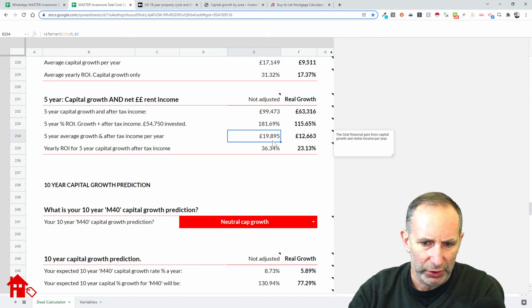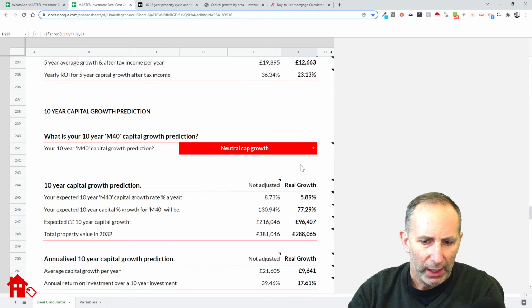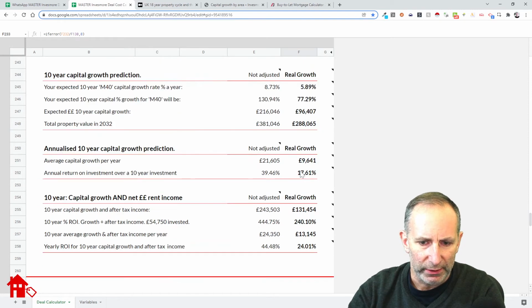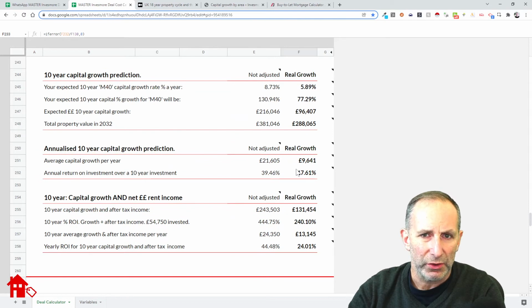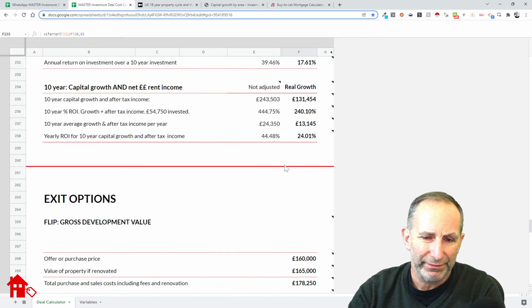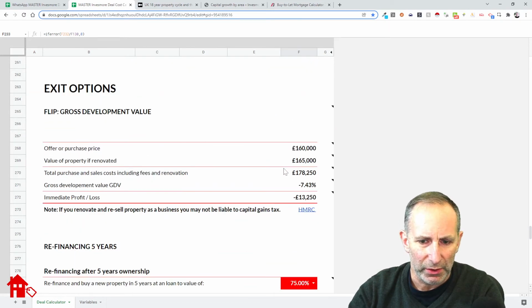And that's your average return if you combine capital growth. And here's the inflation adjusted. So inflation adjusted, you're up 115%. And then you can extrapolate all the way 10 years hence. I put these numbers in just as an exercise, but I tend not to really pay attention to those.